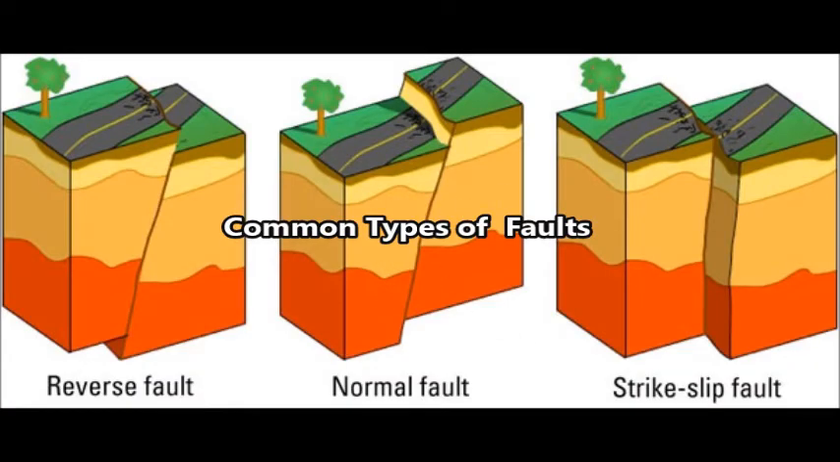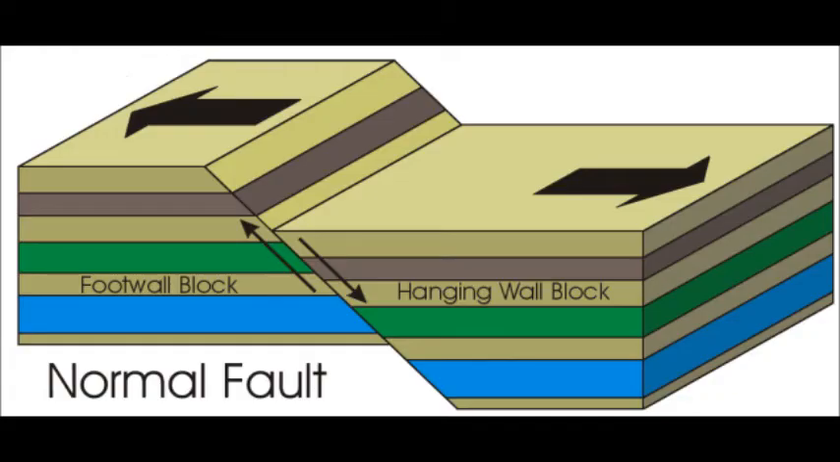Common types of faults include normal and reverse faults, which are both considered dip-slip faults, as well as strike-slip faults, which can be classified as either a right lateral strike-slip fault or a left lateral strike-slip fault. Faults that move along the direction of the dip plane, meaning that they move up or down, are known as dip-slip faults and are described as either normal or reverse faults.